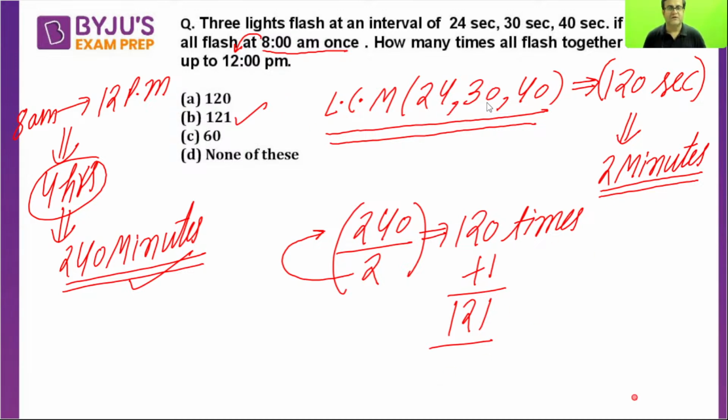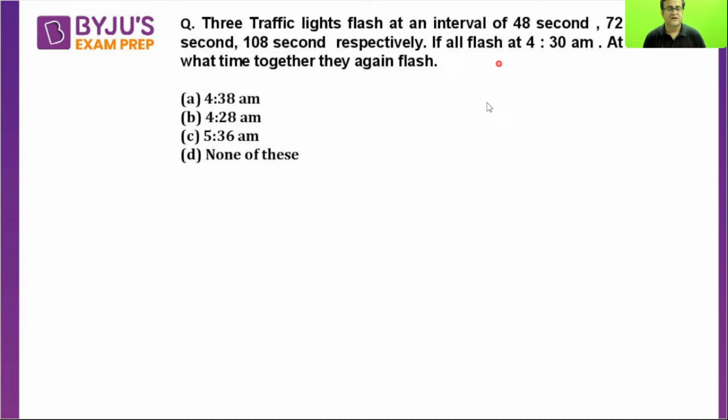Next question. One more example. Don't give me the approximate answer. Give me the actual value of when they are going to flash together. A, B, C, D. Tell me fast. Everyone tell me fast.